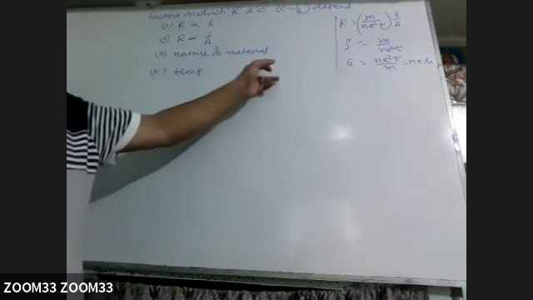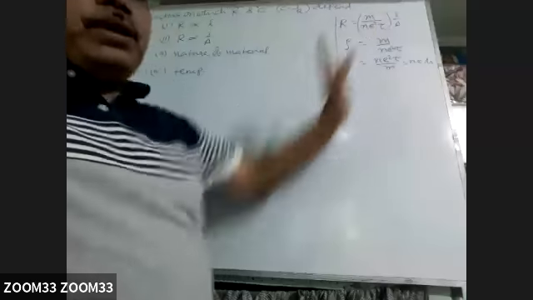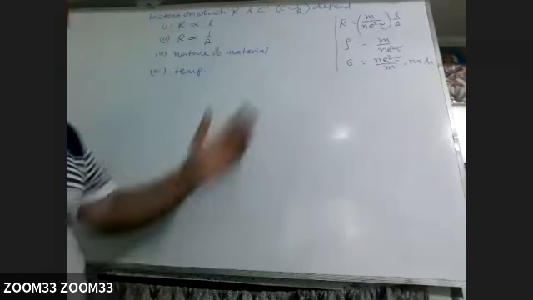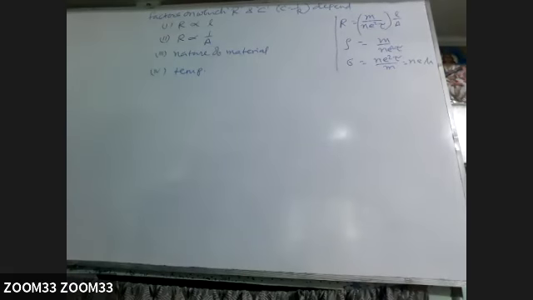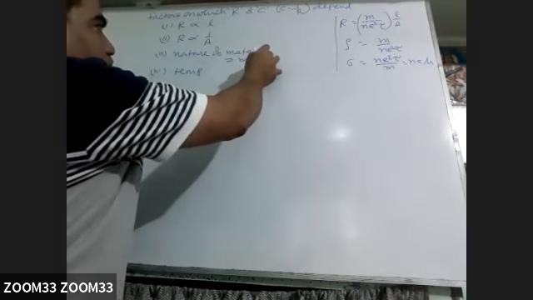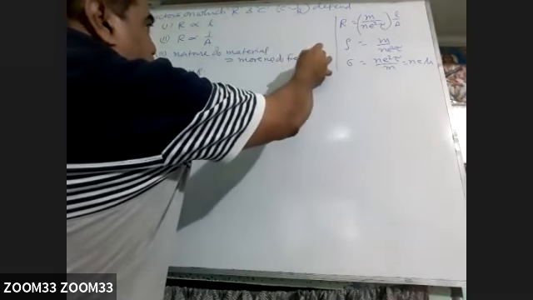So nature of material mainly, what does it mean? This n, number of free electrons per unit volume. If the number of free electrons per unit volume is more, it will be a better conductor, and hence its resistance will be less. So more number of free electrons per unit volume.